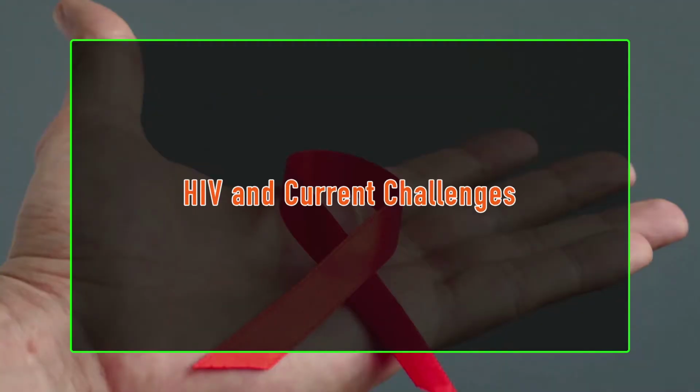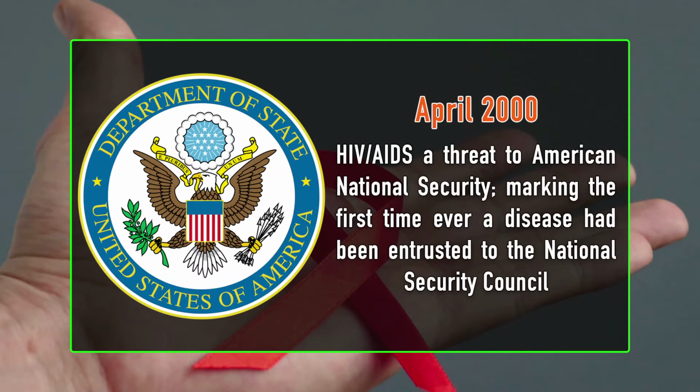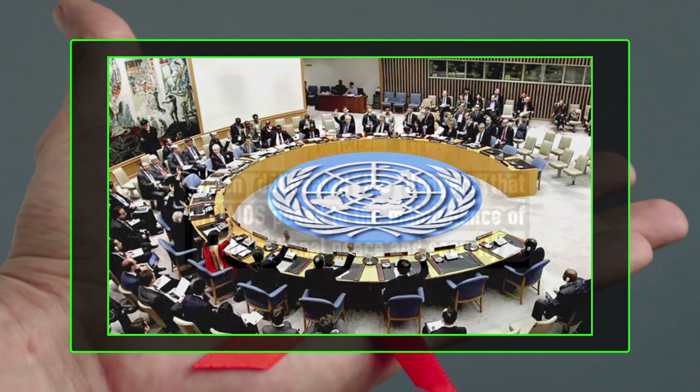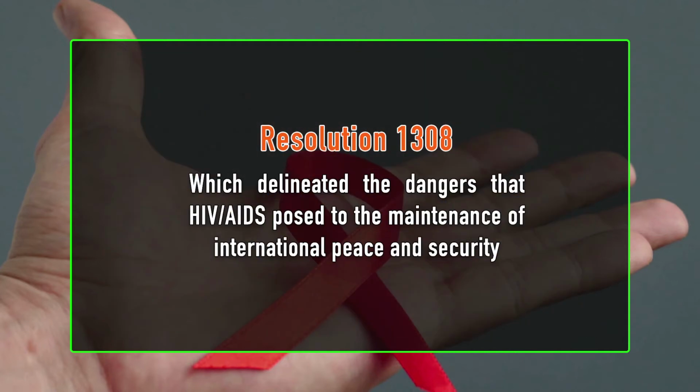HIV and current challenge. In April 2000, the United States government declared HIV/AIDS a threat to American national security, marking the first time ever a disease has been entrusted to the National Security Council. Less than 3 months later, the United Nations Security Council affirmed Resolution 1308, which delineated the dangers that HIV/AIDS posed to the maintenance of international peace and security.